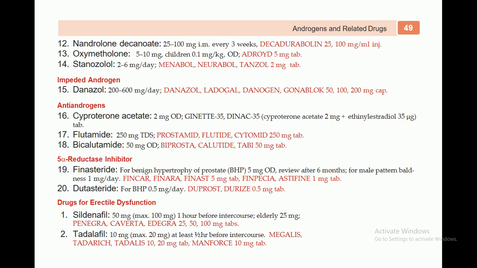While another one is bicalutamide, that is 50 milligram OD. So these are the brands, 50 milligram that is available in tablet form.